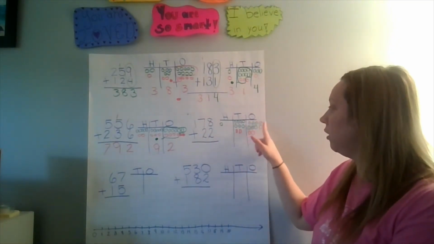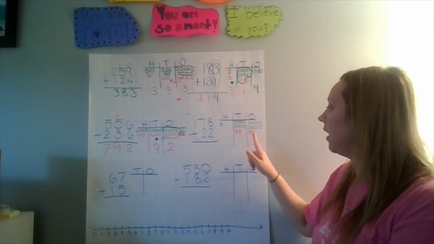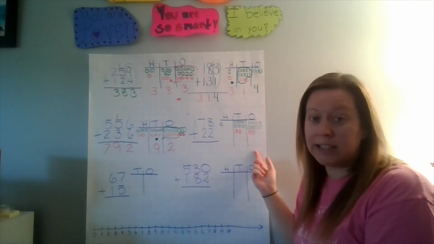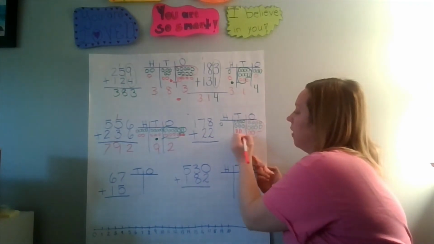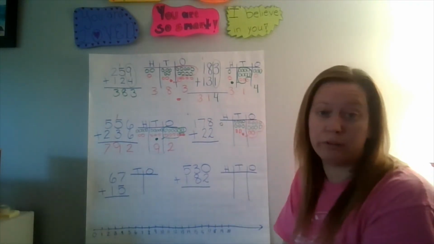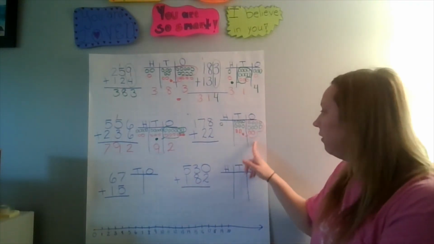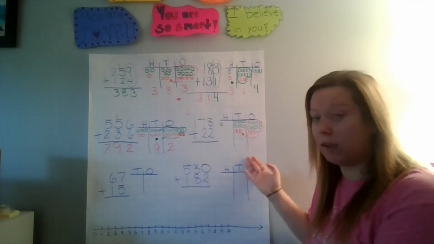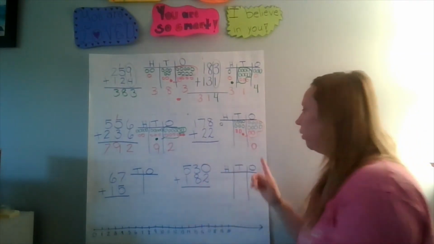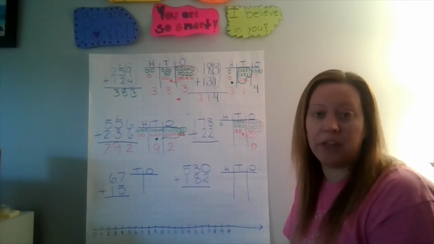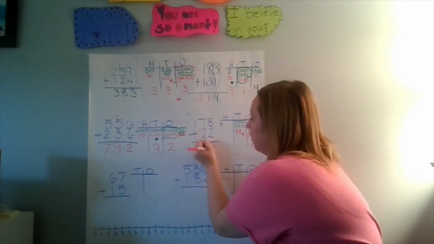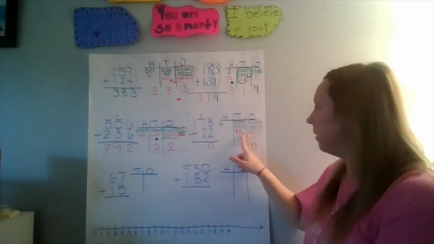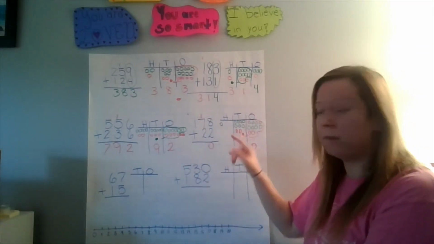1, 2, 3, 4, 5, 6, 7, 8, 9, 10. I can't write down 10. Remember, as soon as I get to 10, I bundle it up and move it over. So, how many do I have left over? I don't have anything left in this column, so I have to put a 0, so I hold that place, okay? There's nothing left over, put down your 0. 8 plus 2, 10, carried my 1 over, just like I did in my picture.